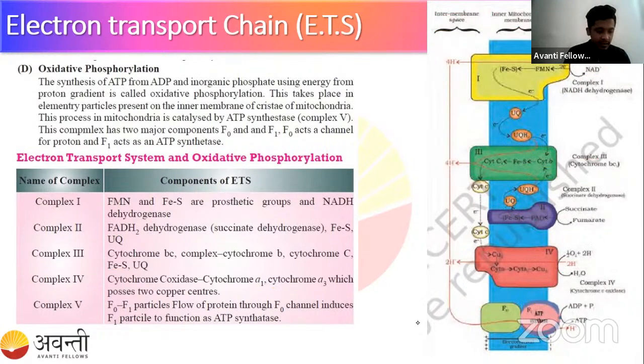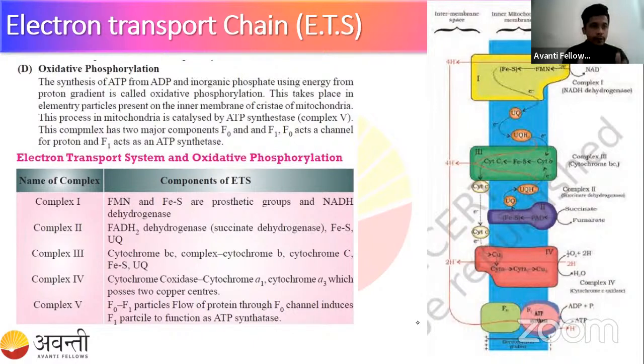We finished our TCA cycle and gave rise to NADH and FADH2. These NADH and FADH2 are energy containing molecules, and we can use them for the production of ATP. How does this happen? Through oxidative phosphorylation.